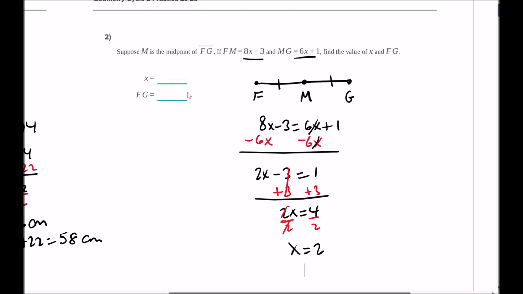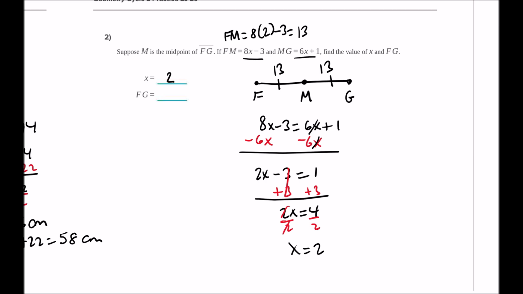All right, so we found the value of x, and now we have to find FG. And so FG, remember, is the total length of the line. So we're going to need to figure out what FM and MG are. Now, FM and MG are the same thing. So let's plug it into here. FM is 8x minus 3, so 8 times 2 minus 3. So that's 16 minus 3, which is 13. So these are both 13 right here because they have to be the same.